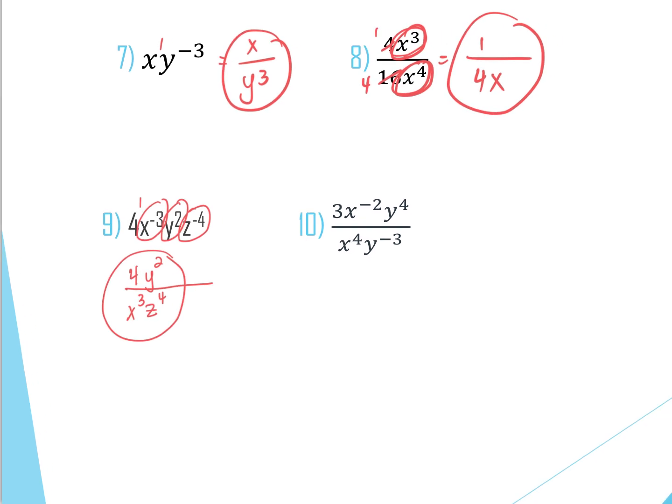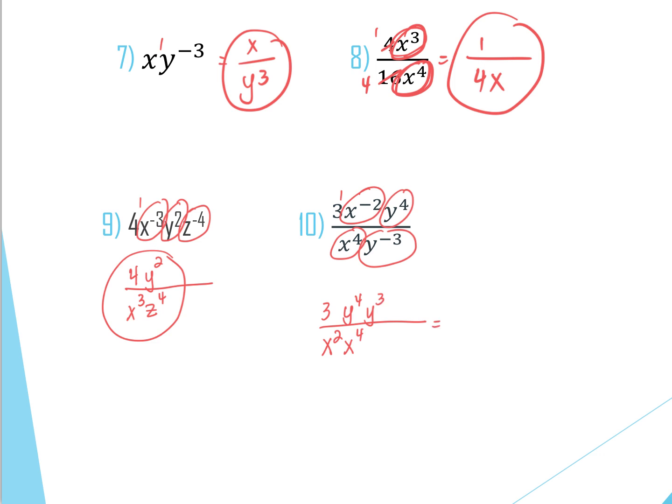And when I come over here to number 10, I kind of do the same strategy, right? So I know 3 is to the first power, so 3 is going to stay at the top. X to the negative 2 is a negative power, so it's going to go down. I'm going to do the y to the 4th stays up. And then I go to the denominator, I do the same thing. I have an x to the 4th, so that's going to stay because the 4 is positive. And I have a negative 3, which is going to go up because it's negative, right?